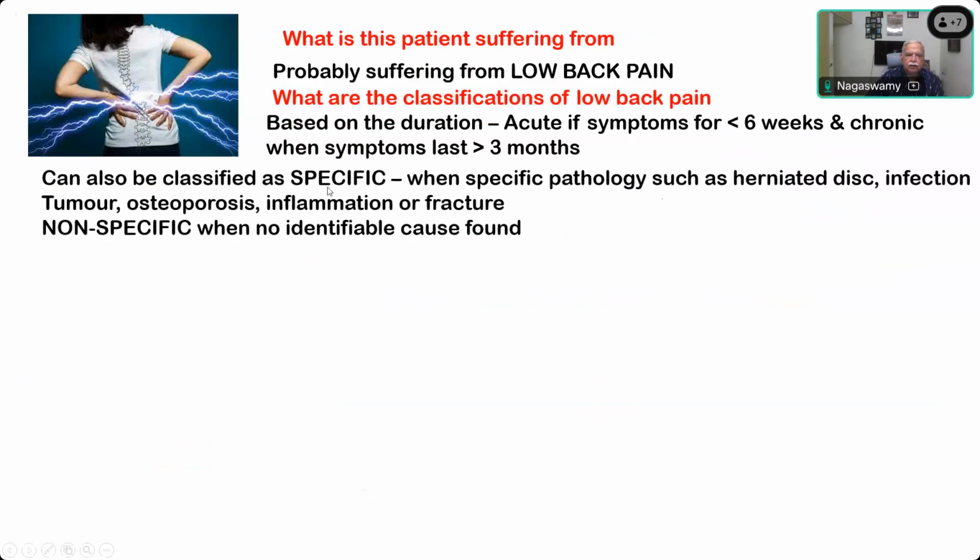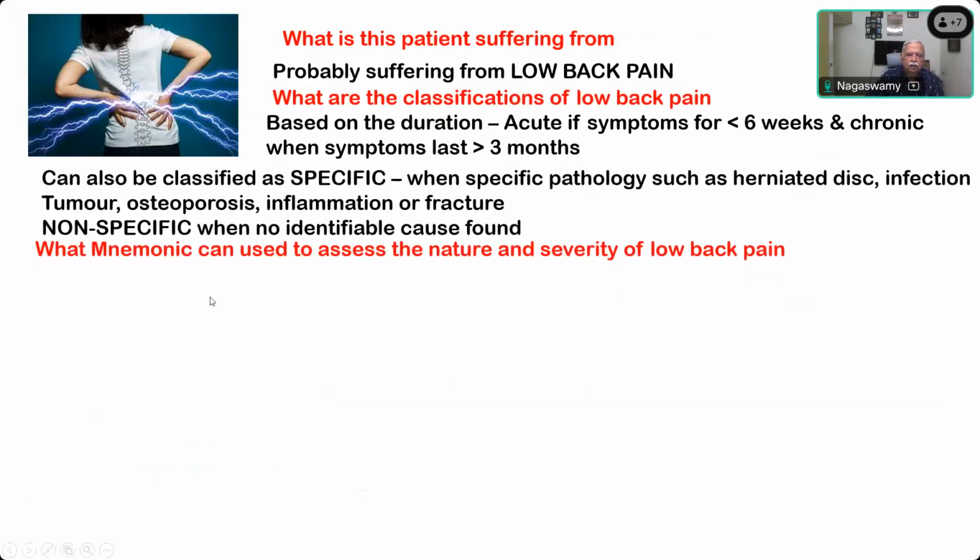It can also be classified as specific, when a specific pathology such as herniation of the disc, tumor, osteoporosis, inflammation, or fracture is present. And it can be non-specific when no identifiable cause is found. What is the mnemonic that can be used to assess the nature and severity of low back pain?